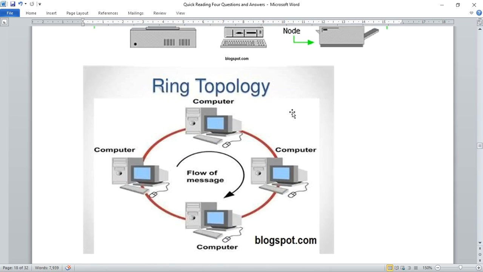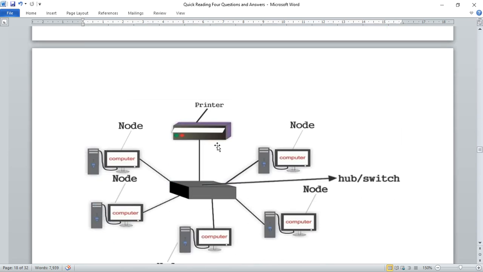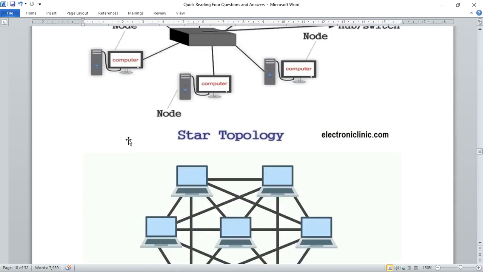Then we have ring topology. You can see these are peers. Each machine is connected to each other in a ring format. Then we have the star topology. You can see all gadgets are connected to the router or switch. This looks like a star.